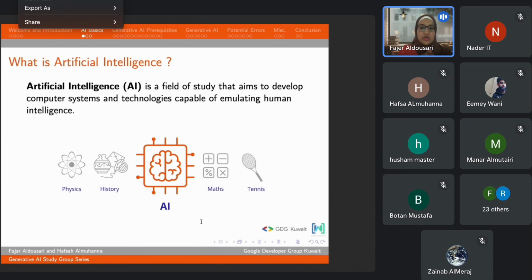So I'm going to be talking about essentially the prerequisites that you need to know to understand generative AI. I'm going to start with artificial intelligence. Artificial intelligence can be considered a field in its own right, like chemistry, geography, history, physics. It's its own field, and the aim of this field is essentially to develop a computer system that can mimic human intelligence in some sort of way.